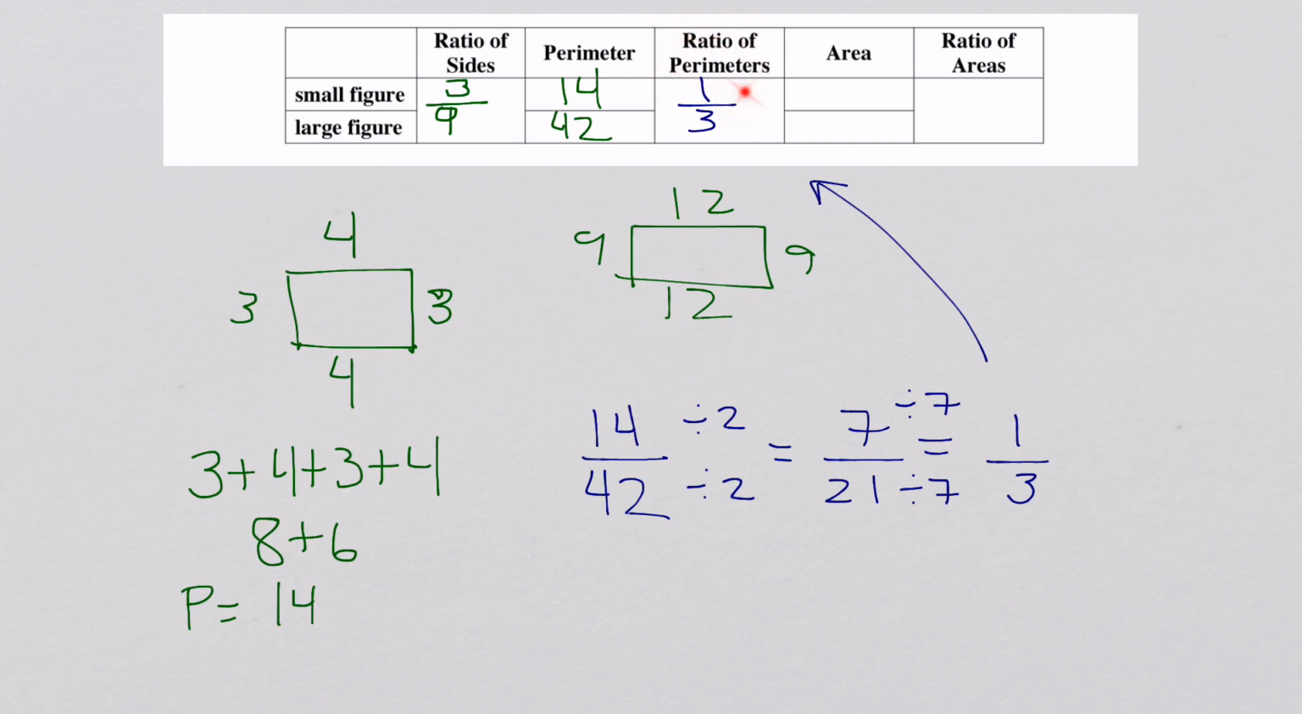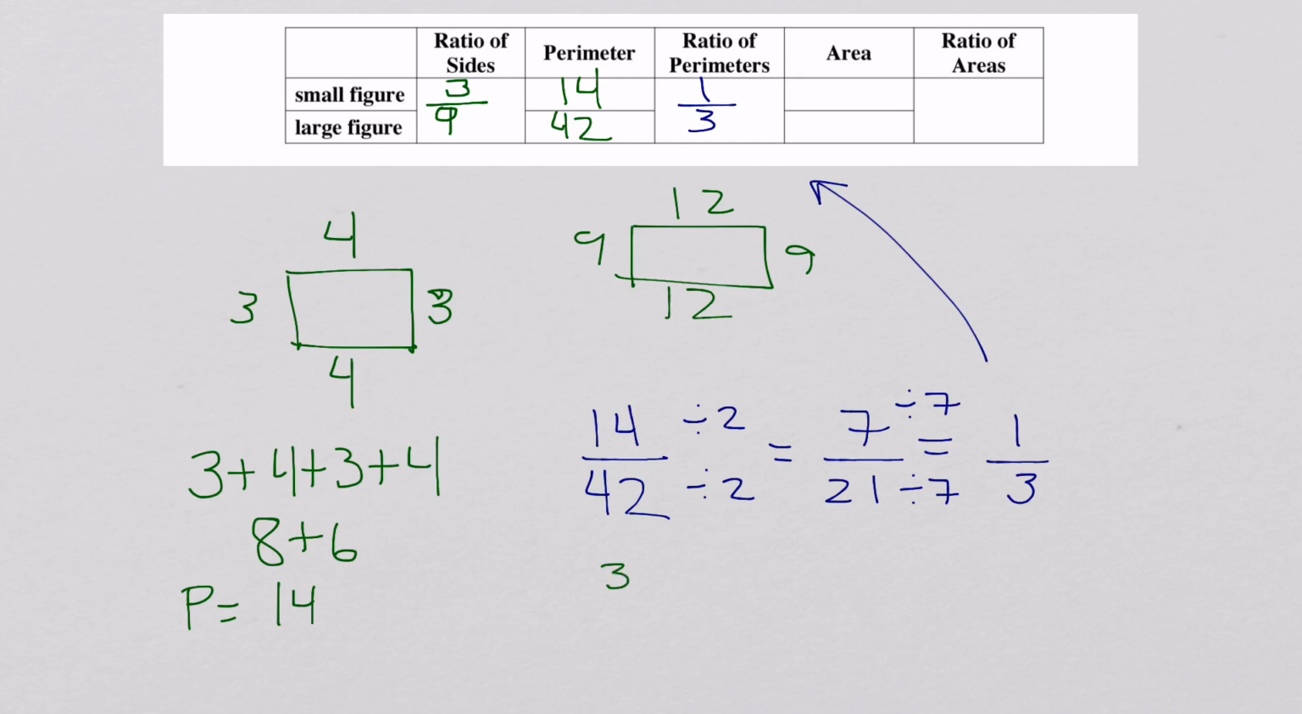Now, if we were comparing our ratio of sides to the ratio of perimeters, initially you might look at these two numbers and think, yeah, they're pretty different. They're different. But not really. Because in one case, this case right here, we simplified. But over here, we haven't. Watch what happens when we simplify that number.